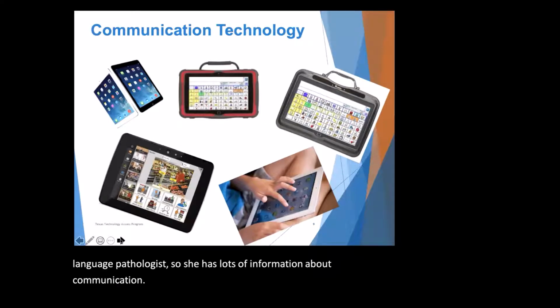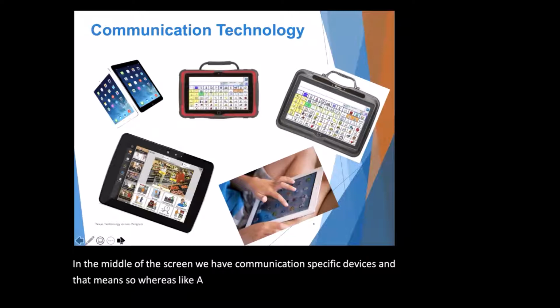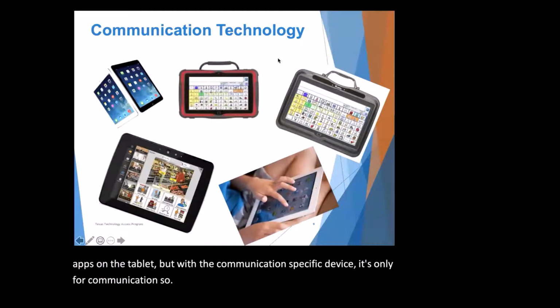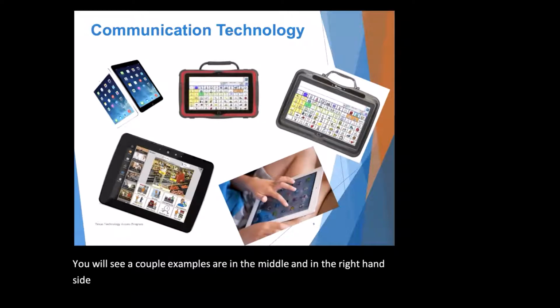In the middle of the screen, we have communication specific devices. Whereas with a tablet you could have lots of different apps, with a communication specific device, it's only for communication. So you'll see a couple examples of that in the middle and in the right-hand side of it. And there are just tons of communication apps out there. Communication, essential for connection.